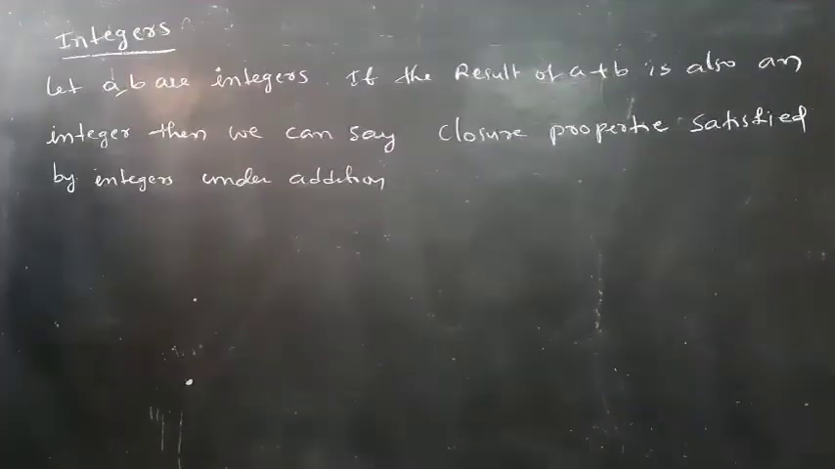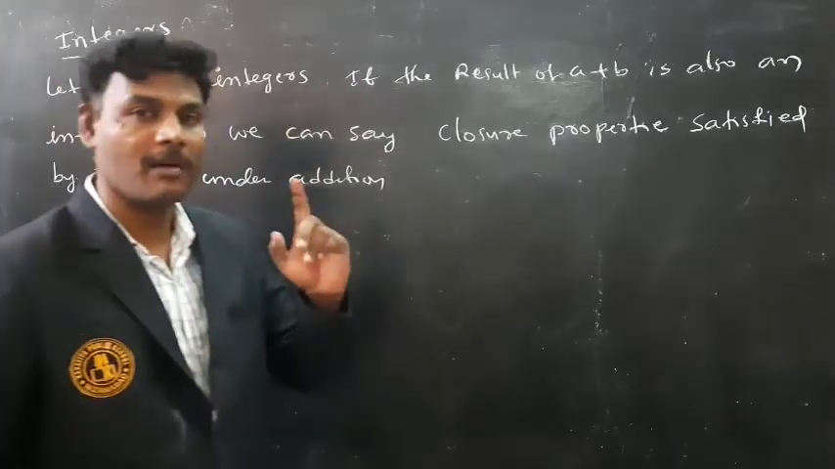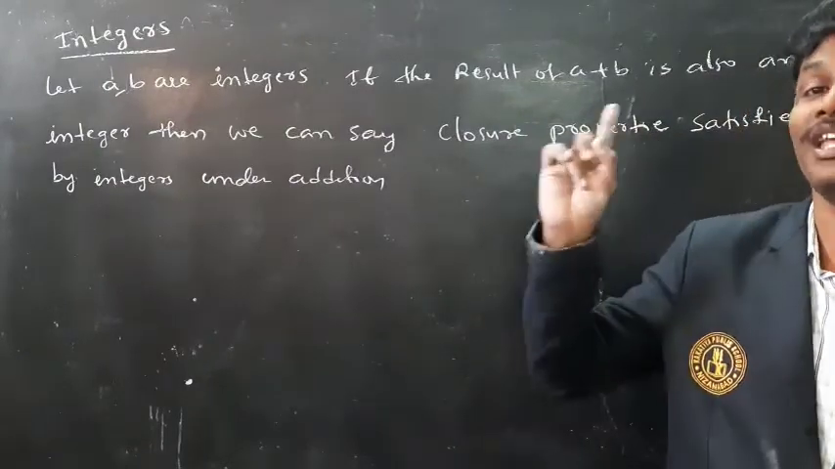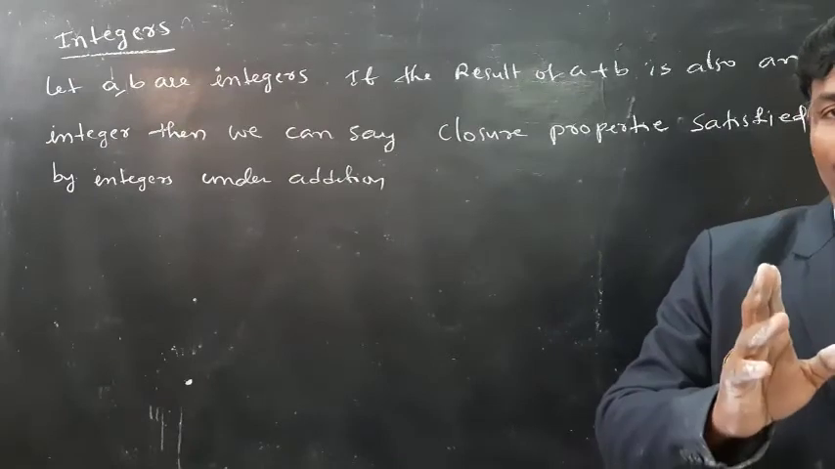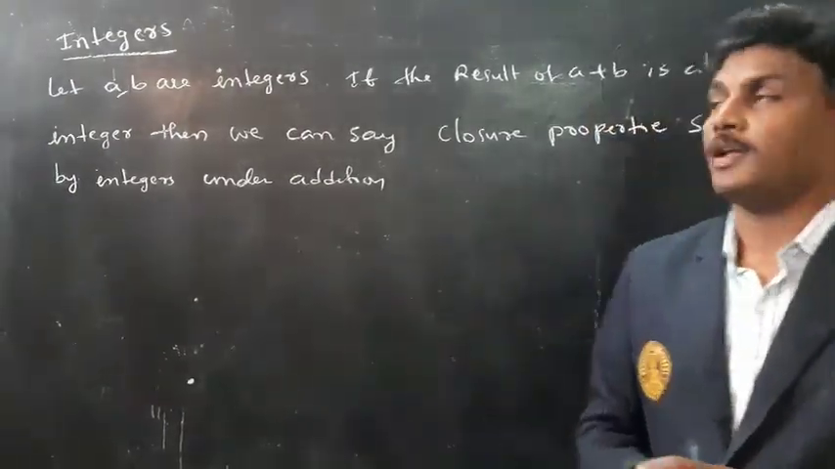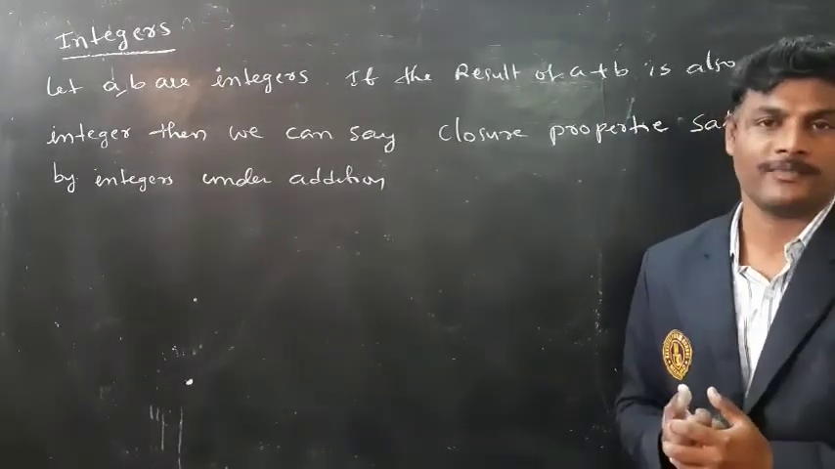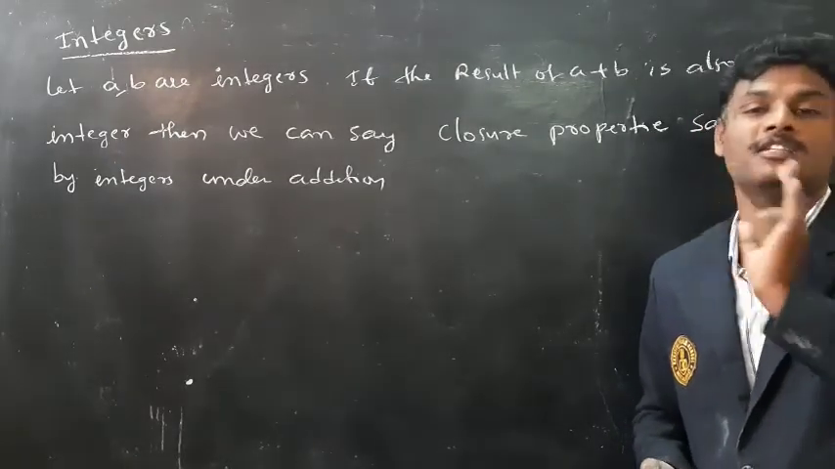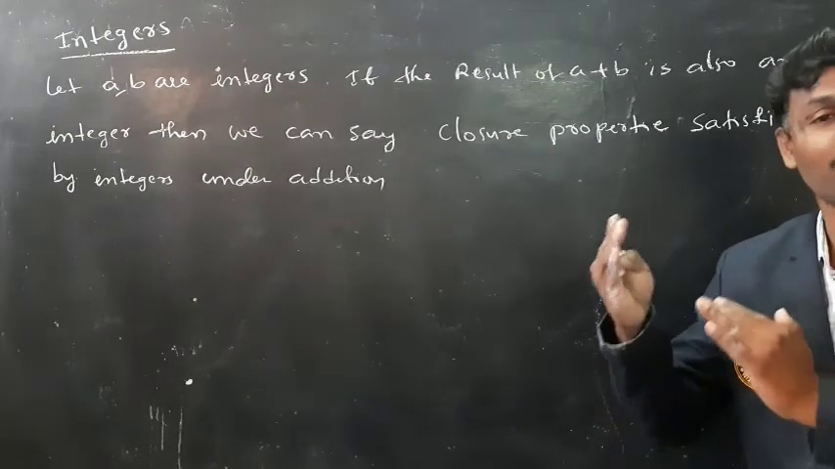Let a, b be two integers. If the result of a plus b is also an integer, we can say the closure property is satisfied by integers under addition. Here, what is the definition? If a, b are two integers, then the result of a plus b is also an integer, and we can say the closure property is satisfied by integers under addition.